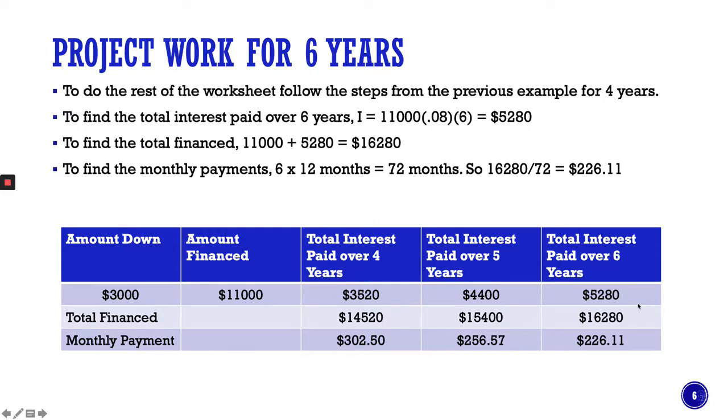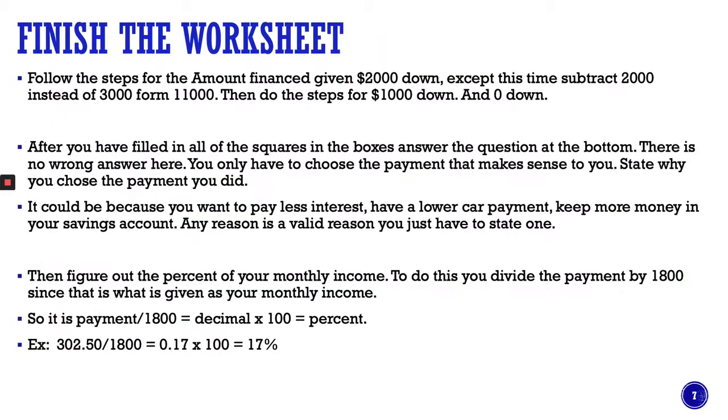And then you're going to do that to the rest of them. So you're going to follow the same steps, except if you remember, we talked about it was 2,000 down. So this time you'll subtract 2,000 instead of 3,000, which would get you 12,000 you still have to finance. And then you'll take down a 1,000, which would get you 13,000 financed. And if you don't put any money down, then you're looking at financing the whole 14,000.